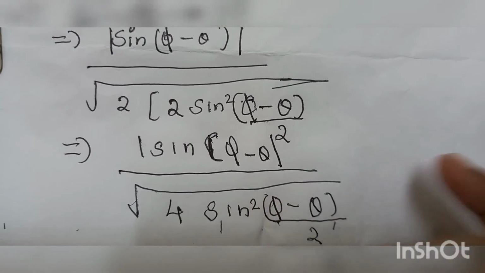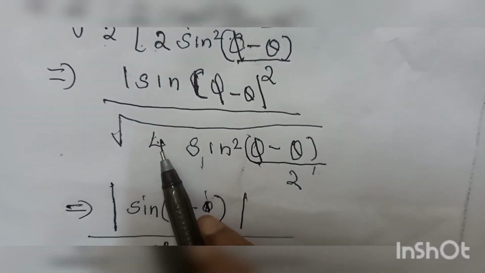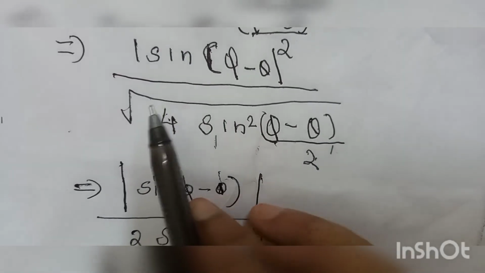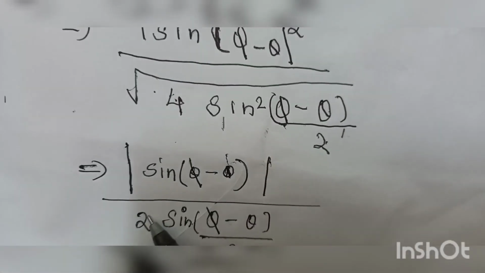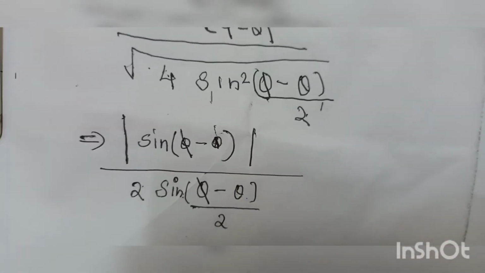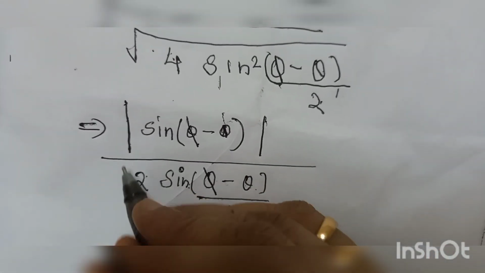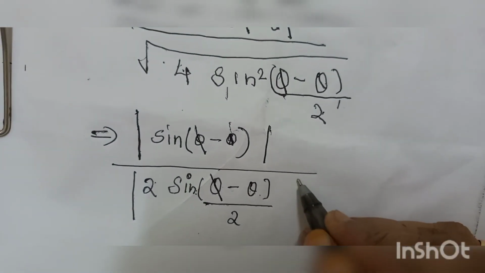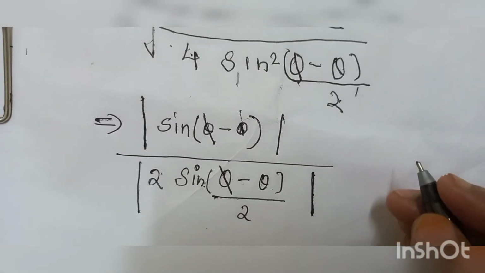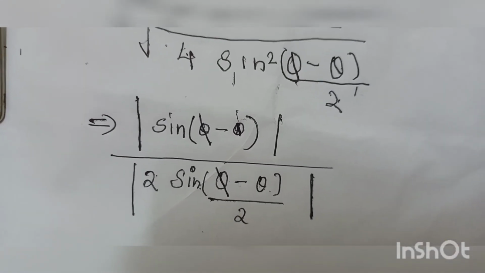So from this we have to take outside the root. What will you get? Let's check. We multiply 2 into 2, so we get 4. Then sin square (phi minus theta) by 2. So outside the root we get 2 and sin (phi minus theta) by 2. So we get 2 values, so we write it as modulus. This means it has 2 values. That is why. So this is the answer. Is it clear for you? Thanks for watching.